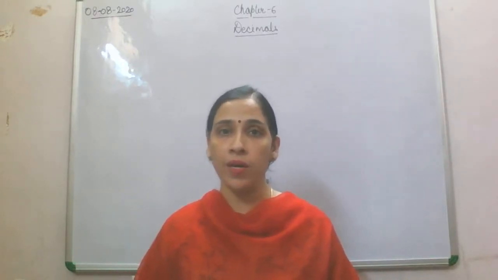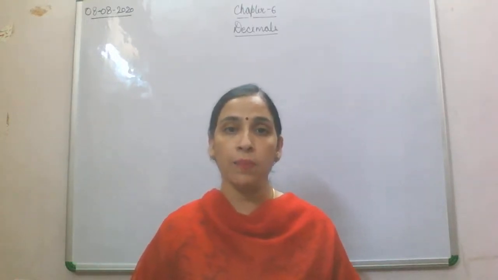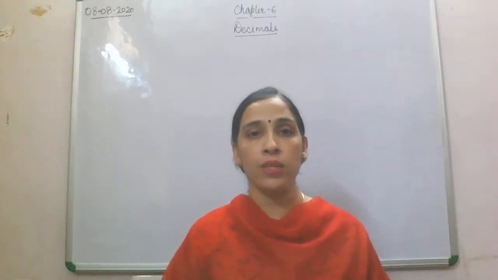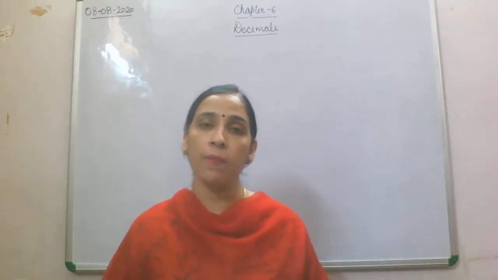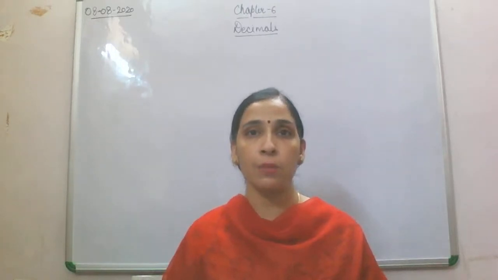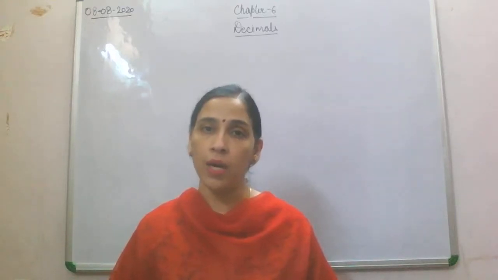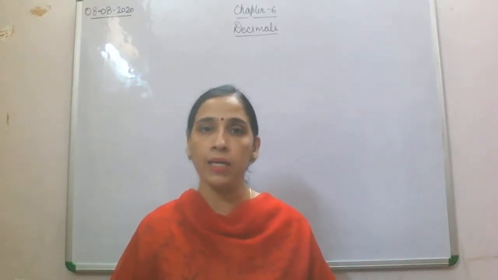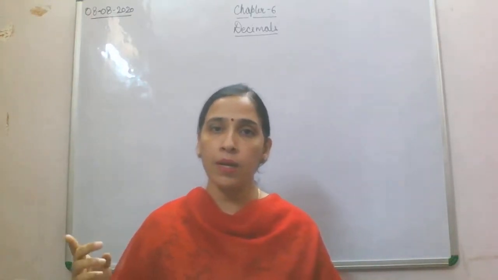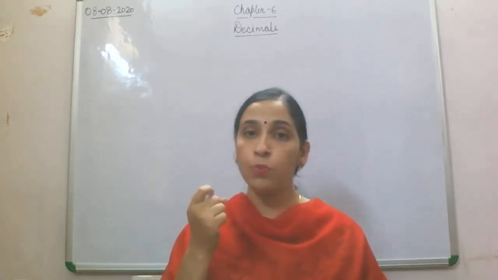Children, as you all are aware, we have started chapter 6, decimals, and we have done the basic concept of decimals, that is tenths, hundredths and thousandths, and the different place values of decimals. So children, today we will start the expanded notation of decimal numbers. We will find out how to write a decimal number in expanded notation and how expanded notation can be written in short form. We will do both these things today.